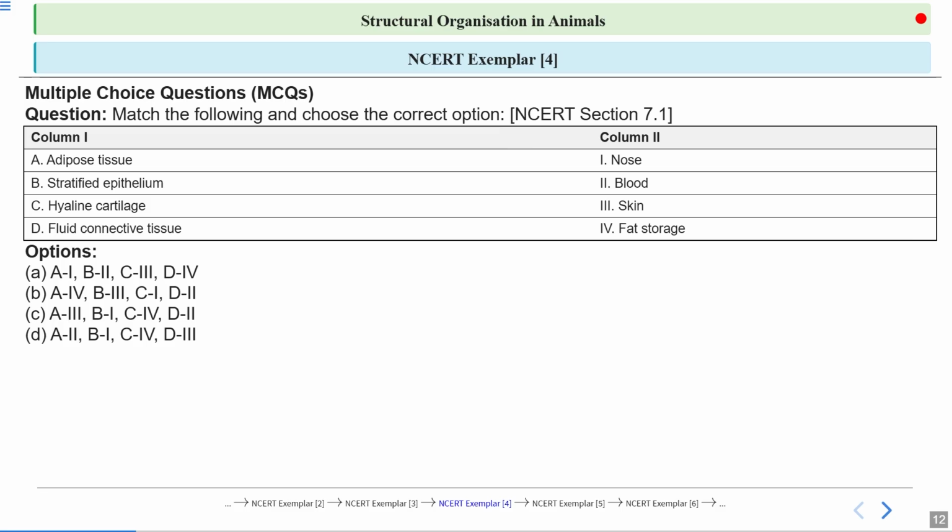Next question. This is a match the column type of question that comes from NCERT section 7.1. So let us see the question first. Column 1: A, adipose tissue; B, stratified epithelium; C, hyaline cartilage; and D, fluid connective tissue. And what are the items given in column 2? First, nose. Second, blood. Third, skin. And fourth, fat storage. So you have to match accordingly, and according to your match, you have to choose the correct option A, B, C, D out of this, right? So let us see the answer of this question.